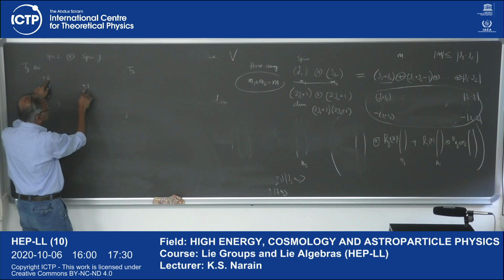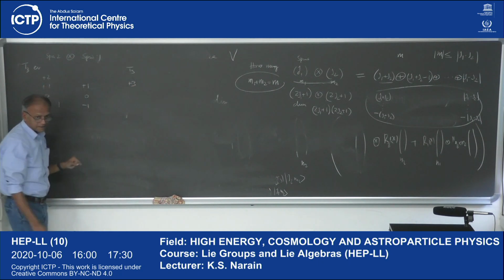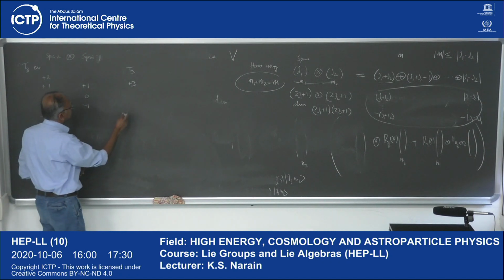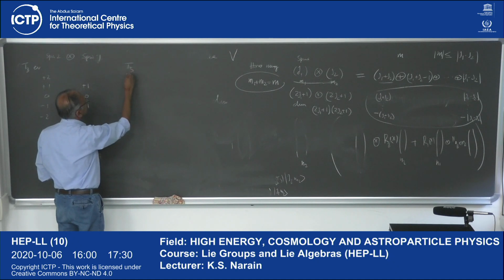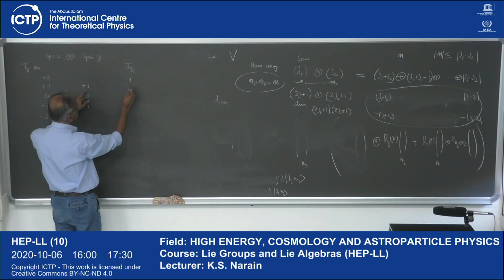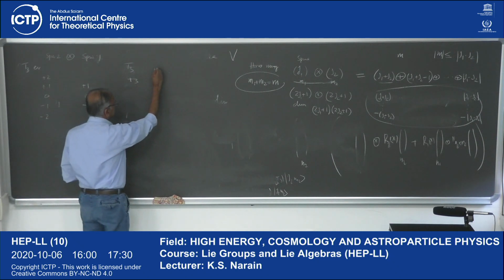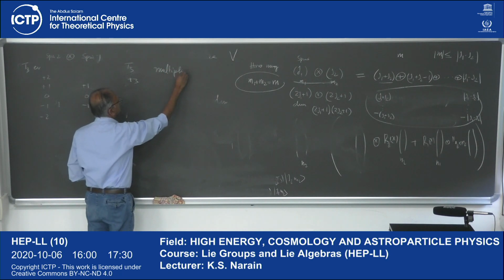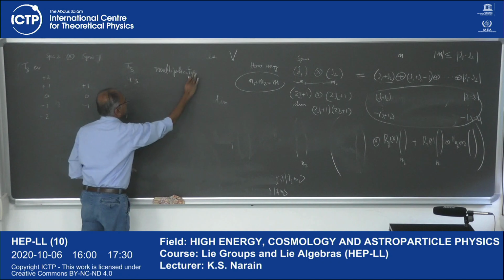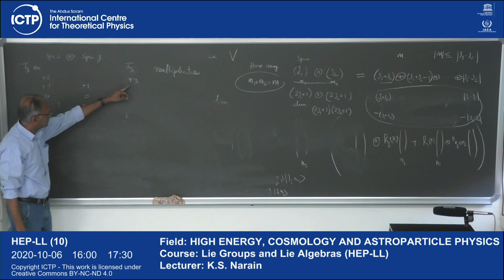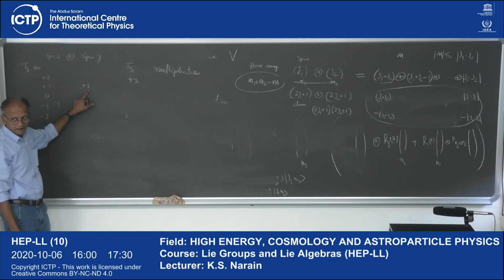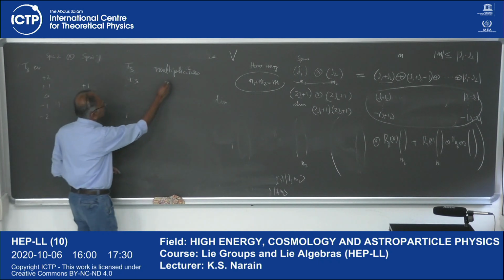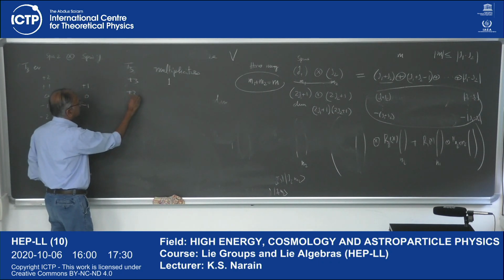If I look at plus 2 times plus 1, it is plus 3. Maybe I should write it like this. For T3, I want to look at all the possibilities. The maximum is plus 3, and here I write the multiplicities. How many possible ways can I get plus 3? There is only one possible way, plus 2 times plus 1. So that's just one.